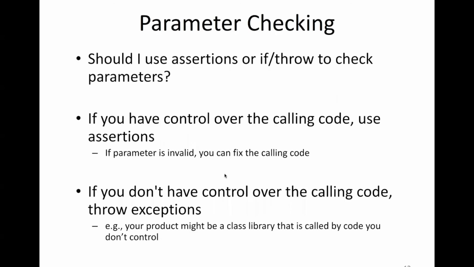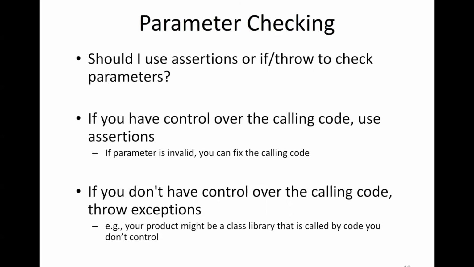So then we have the question, which one should we use? For parameter checking, should we use assertions or should we use exception throwing? And there's a pretty simple answer to that. If you have control over the code that's calling the method that's throwing the exception. So in other words, if you have control over the code that is passing the bad parameter in, then you should use an assertion. And when that assertion fails, you should fix your code. So that's the preferred thing.